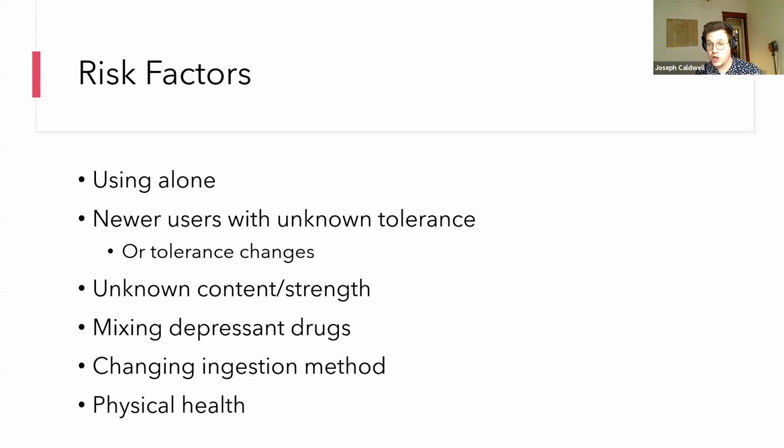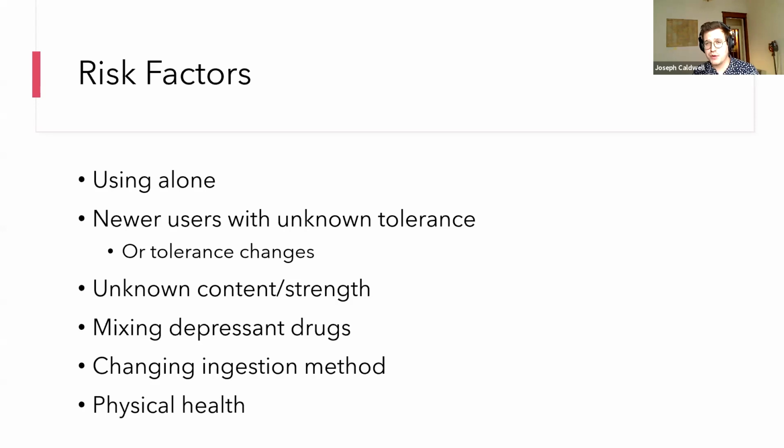Another big piece of this is tolerance changes that come from an individual who might have just gotten into treatment for a while, or have been imprisoned in our incarceration system, which generally is not providing necessary medication-assisted treatment to help people manage withdrawal and things like that. An individual getting out, trying to use the same amount that they were using before, without that tolerance in their system, could be at pretty high risk for an overdose situation. Again, there's that unknown content and strength, which is particularly important in the context that we're living in with unknown supplies, things being cut with fentanyl.